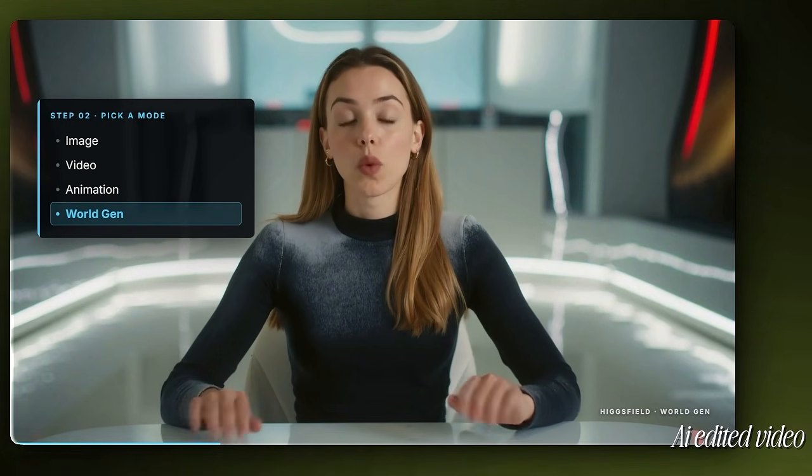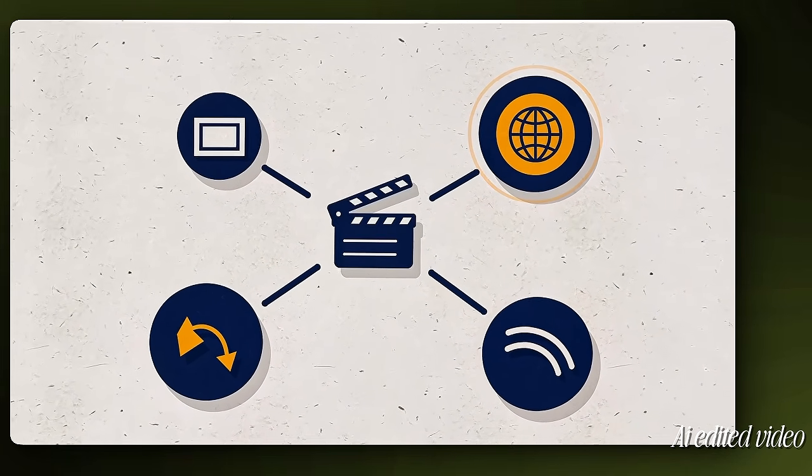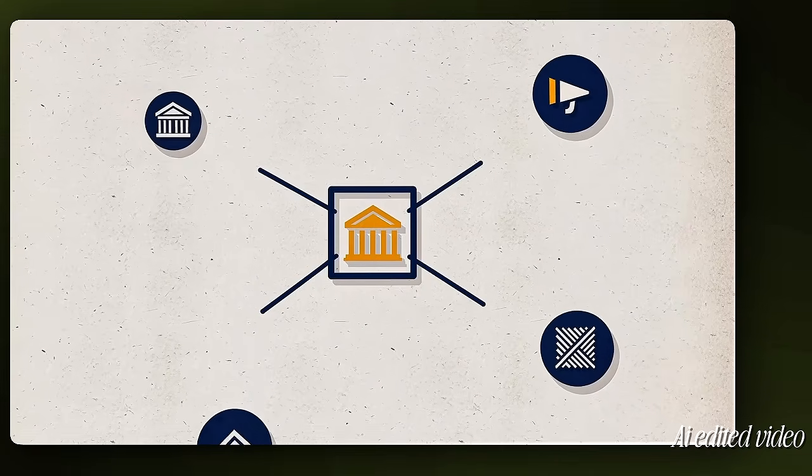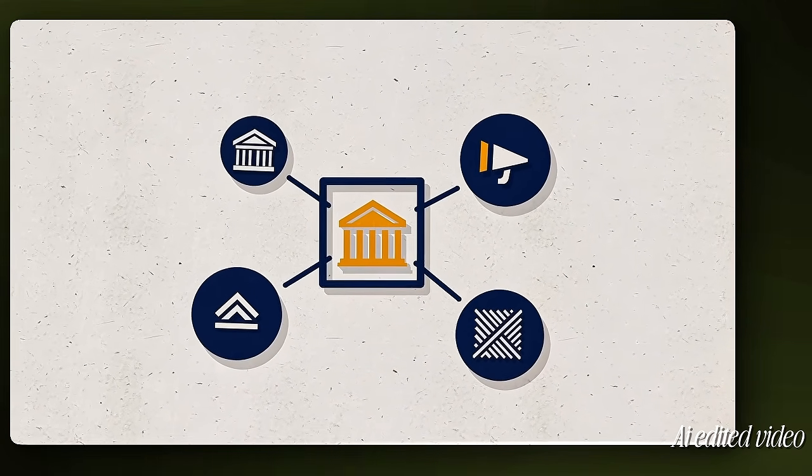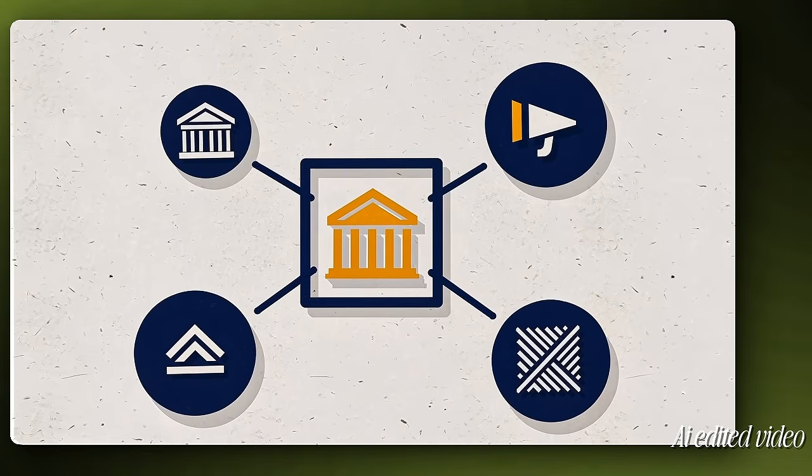Head to Higgsfield and open the Create tab on the left. You'll see options for image, video, animation, and the newer one we want here, World Gen. Drag your image into the upload zone. Any image works, but the best results come from photos with a clear focal subject and strong environmental detail. Architecture, lighting, texture. Consistent, smooth, and finished.